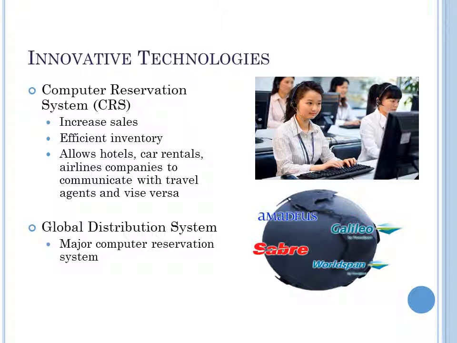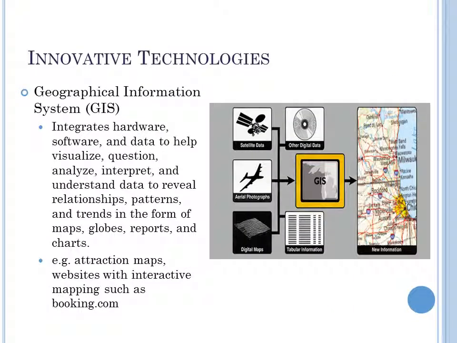Global distribution systems are actually the same as computer reservation systems, but a major one that distributes information and reservations to all sales outlets around the world. The second picture on the right side illustrates some of the leading GDS, or global distribution systems.